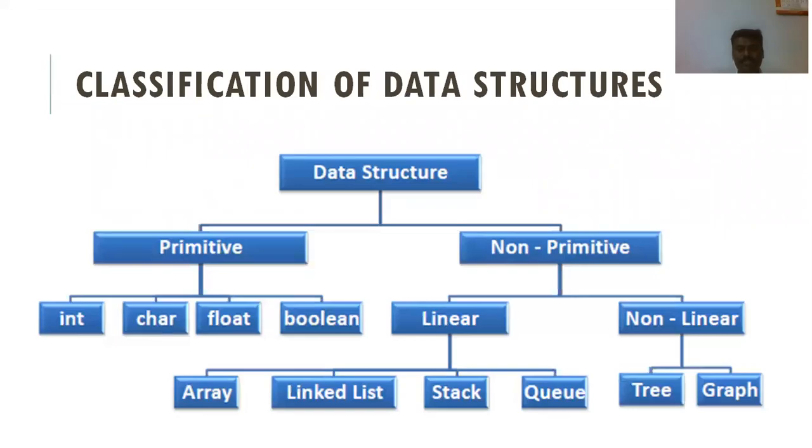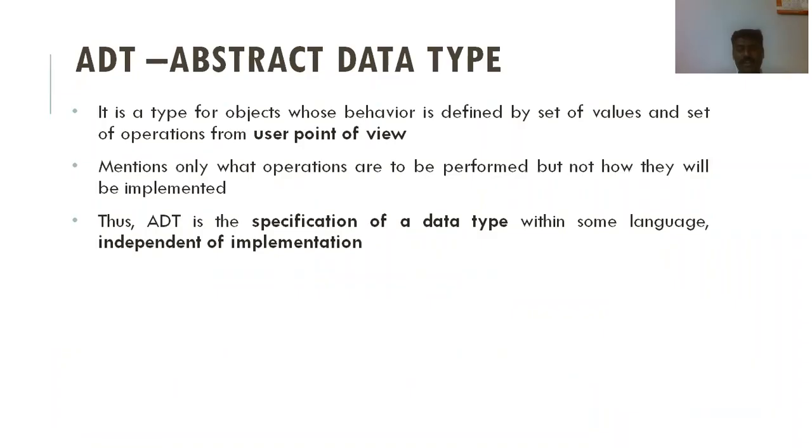Then classification of data structures. In this classification, you have two important types: primitive and non-primitive data structures. Primitive data structures have four important types: integer, character, float, and boolean. In non-primitive data structures, we have linear and non-linear data structures. Under the linear data structure, we have important concepts: array, linked list, stack, and queue. And under non-linear data structure, we have tree and graph.